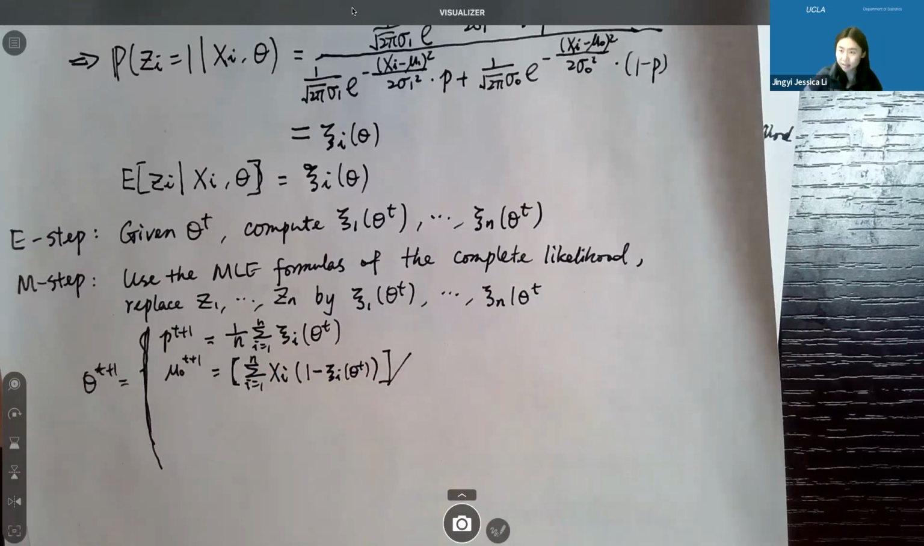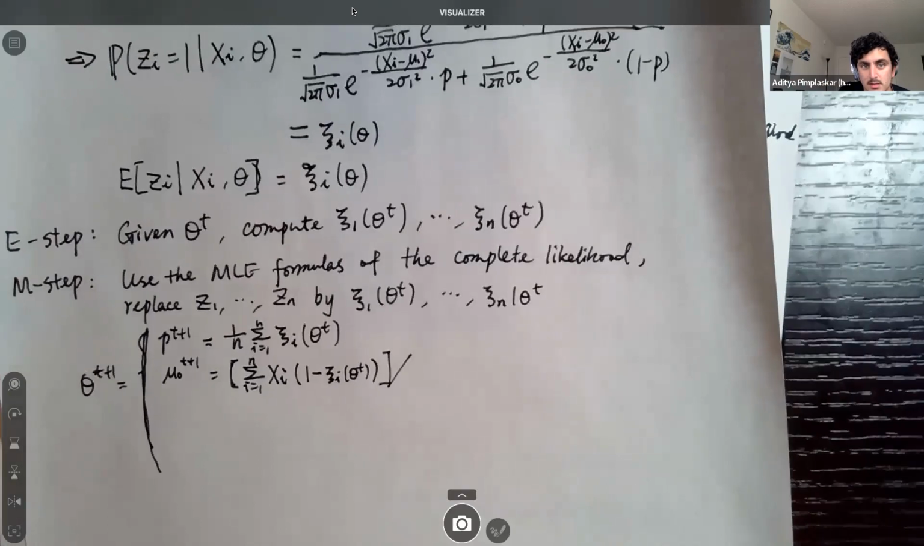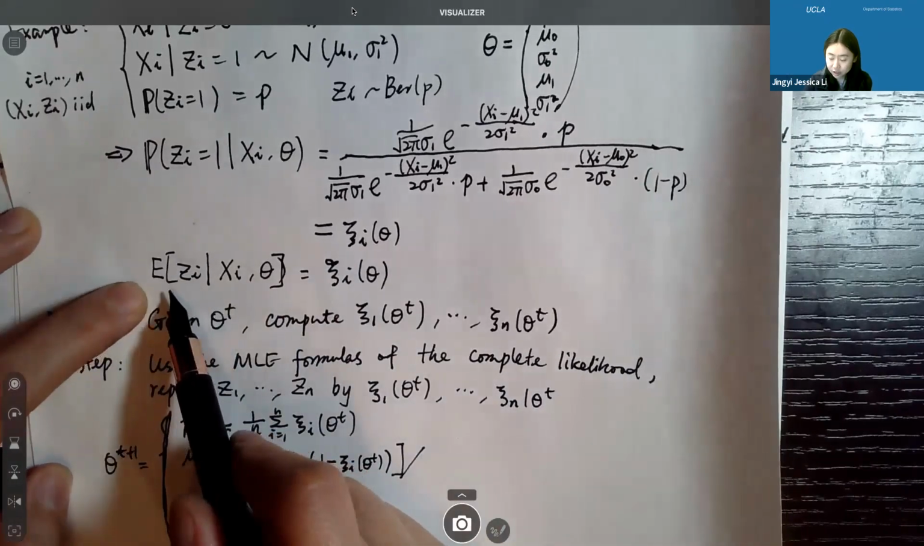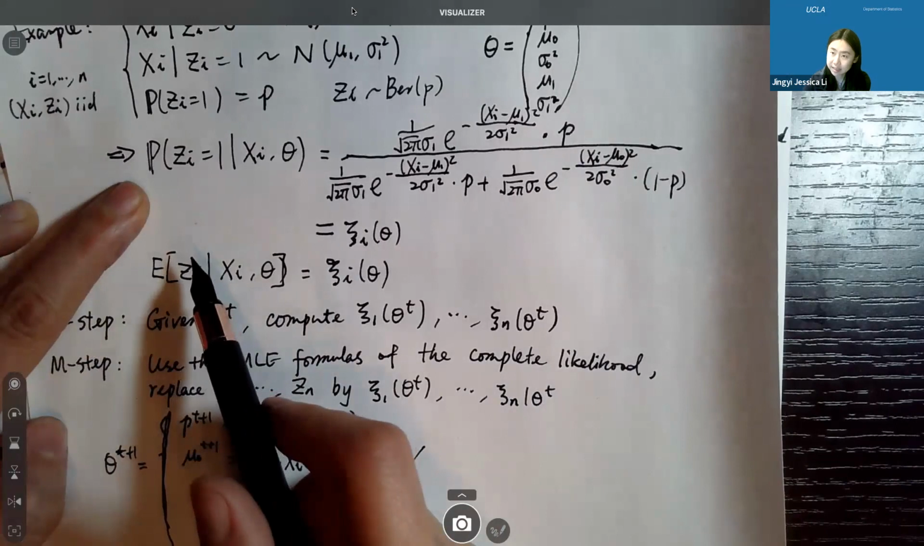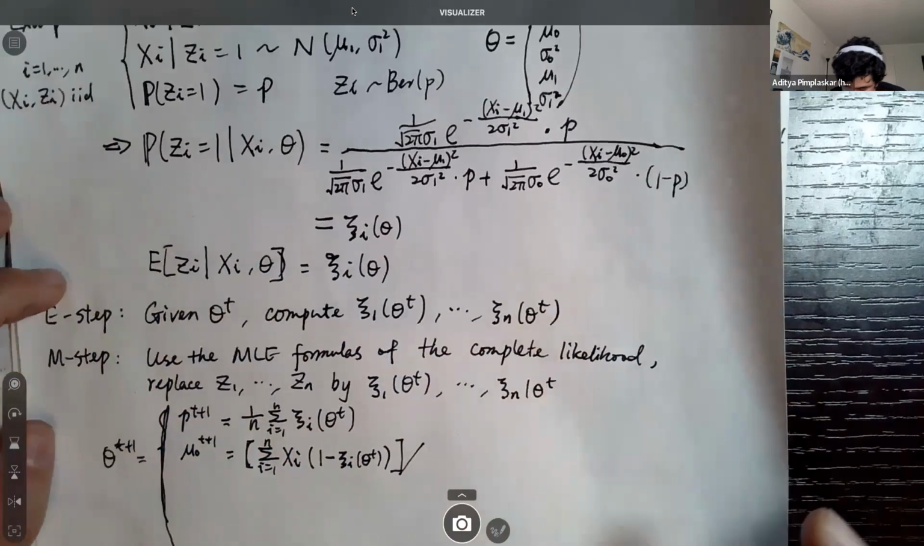Yep. Aditya, what's your question? I just wanted to ask, the reason that that conditional expectation is the psi is just because of the Bernoulli property, right? Like just because z is Bernoulli, or is there any other reason why we did this? So the reason is zi is Bernoulli. So that's why this expectation is equal to the probability zi equals 1. Okay, perfect. Thank you.